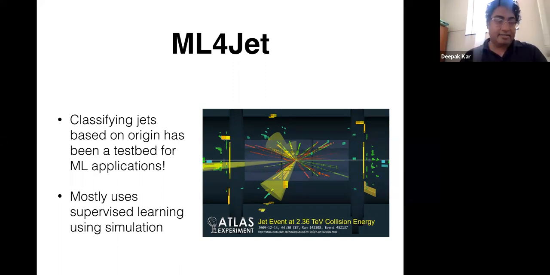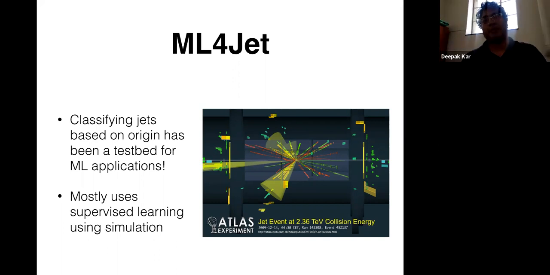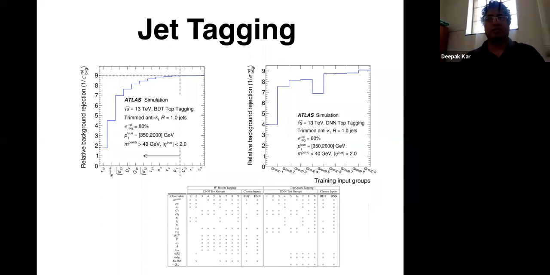Now, classifying jets based on origin is a super interesting thing because this can give us hints about new physics. For example, a new particle decaying into jets as opposed to a standard particle, or a new particle decaying into some other particles that decay into jets. Now, we started off mostly using supervised learning, using simulation, because that's all we had, but we are moving to other things as we'll show as it goes.